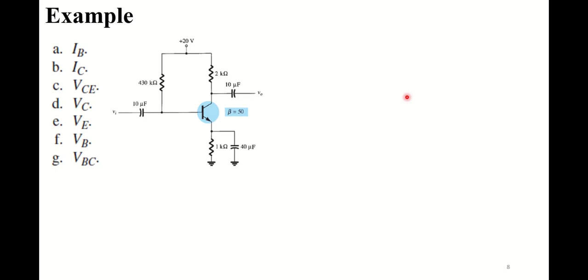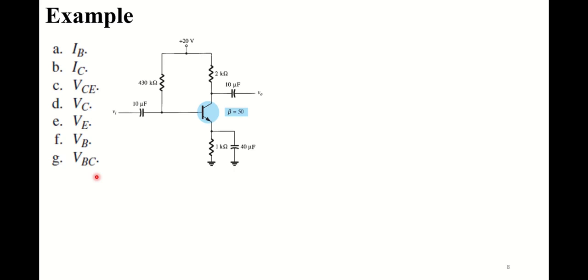Now let us solve an example of emitter bias configuration in which we need to find all the stated parameters from A to G. That is IB, IC, VCE, VC, VE, VB and VBC. The method is quite simple as we have already used in our previous example, and that is to apply KVL on the input or base emitter loop of the given circuit.